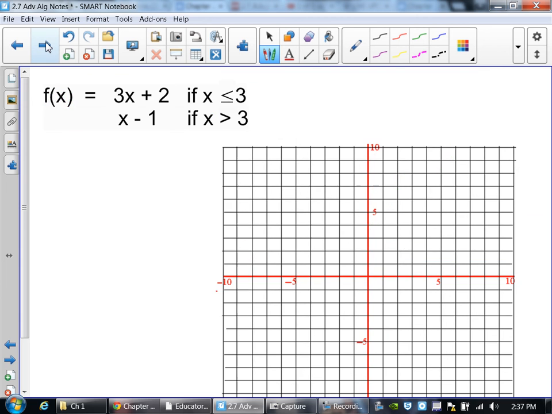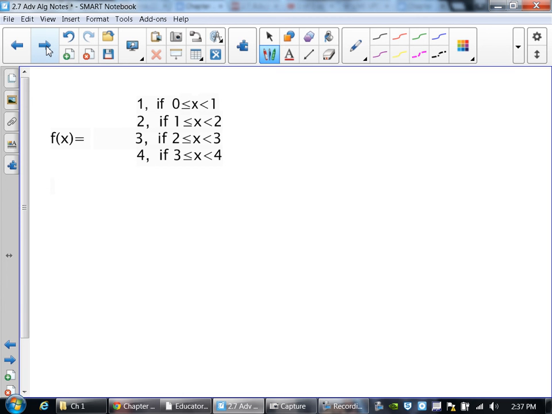Real fast then, the easy ones. The step functions. The easy one. The step functions usually wind up graphing multiple horizontal lines.